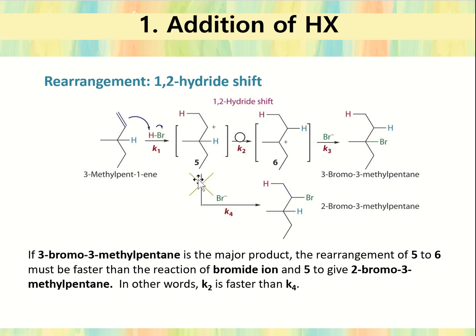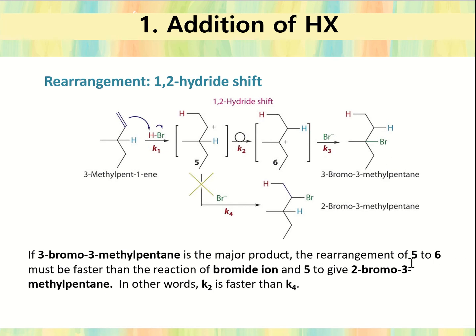So the step that actually did not happen would have been the bromide ion attacking the secondary carbocation here, right? So that is a possibility. However, it did not happen because this reaction happens fast and is favorable because you're moving to a more stable arrangement. So 3-bromo-3-methylpentane, which is this one, is the major product.